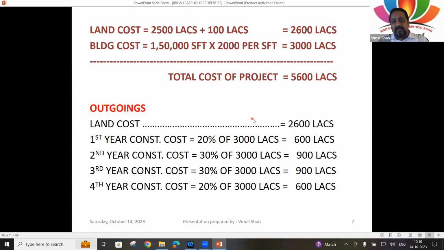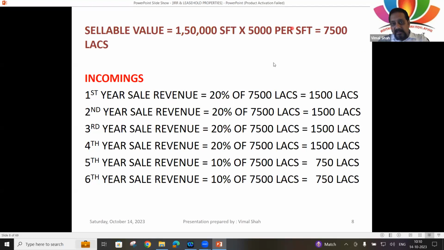Similarly, we will see what are the incomings. He can sell this project at 5,000 rupees per square feet. So total sellable value of the project is 75 crore, but he is not getting it today itself. This 75 crore is at different time intervals. Say first year sale revenue is only 20% of 75 crore, so it is 15 crores. Similarly, second year 15, third year 15, fourth year 15, and last 2 years he is getting 10%, that is 7.5 crores each. So this is how he will be getting 75 crores at different time intervals.